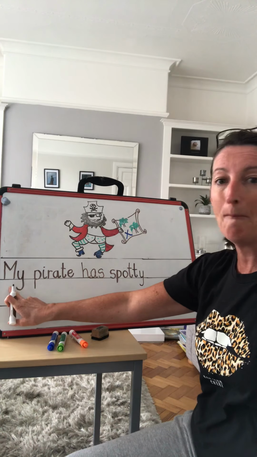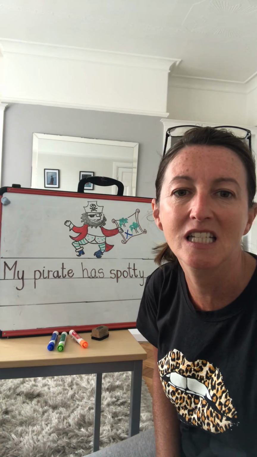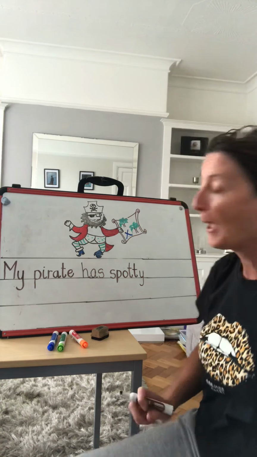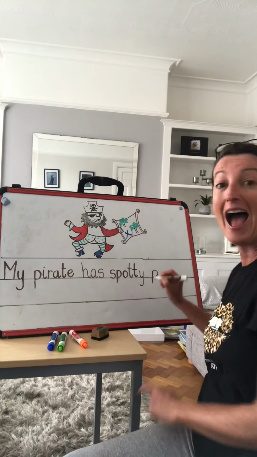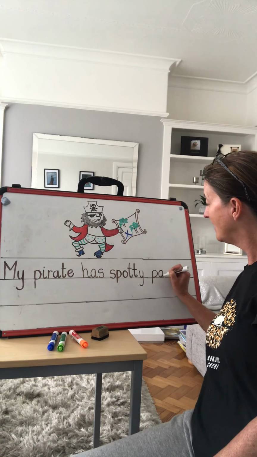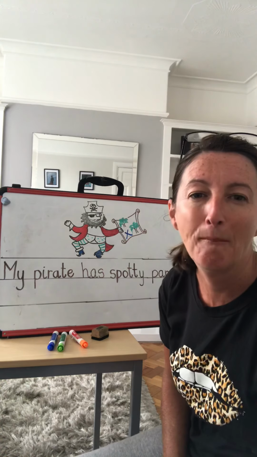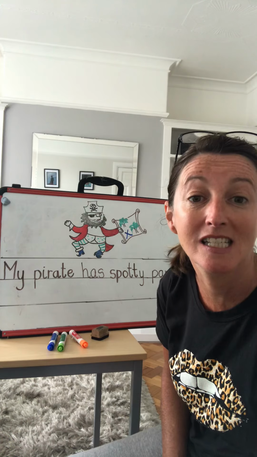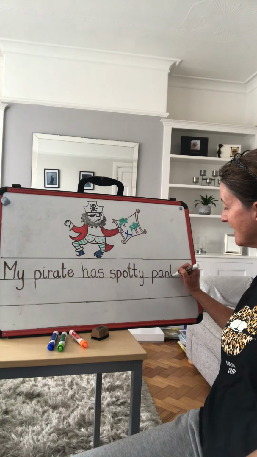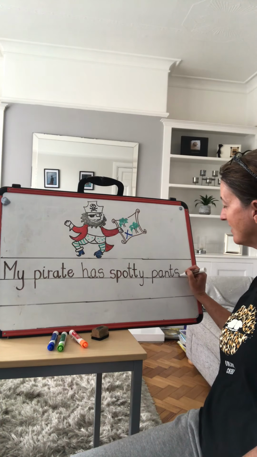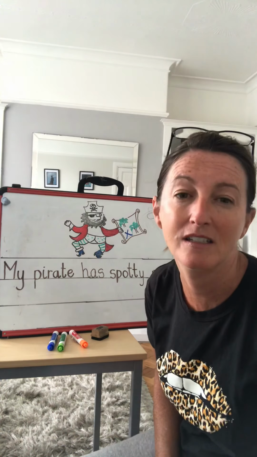So let's go back and read it. My pirate has spotty pants. Pants. That's a tricky one. What's it start with? Finger space. Now this is a tricky one. Pants. You can hear an S, but there's a little letter that goes in the middle, and you can't always hear it. It's an N. Now let's go back. My pirate has spotty pants, and you can do that.